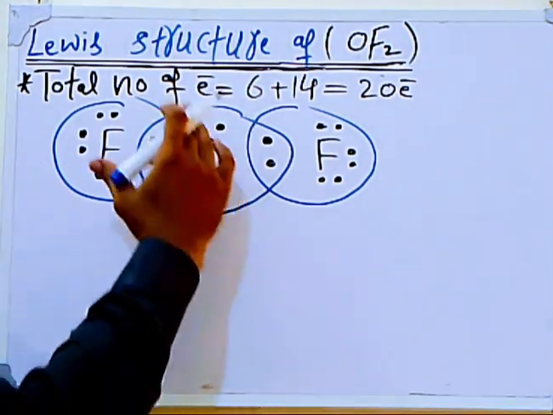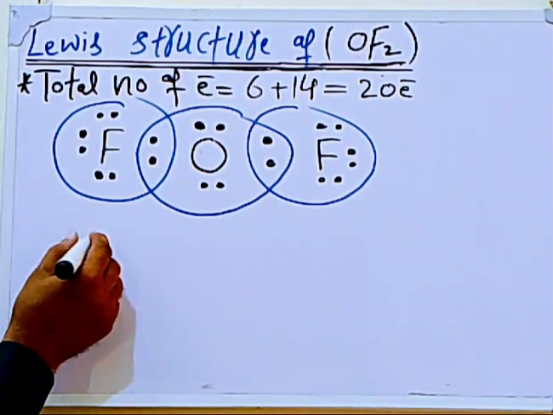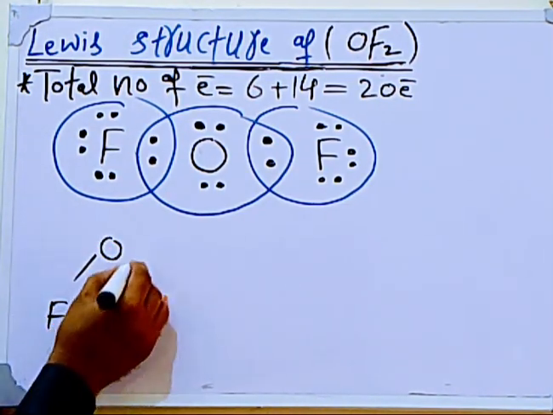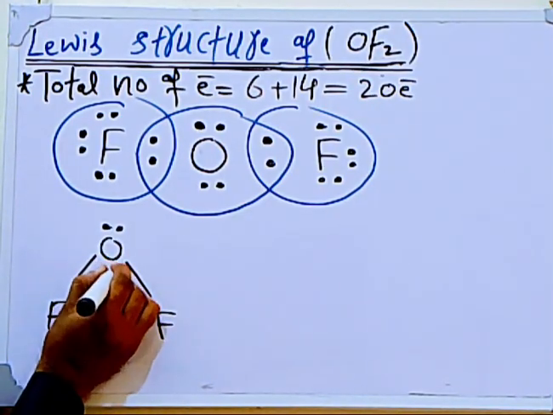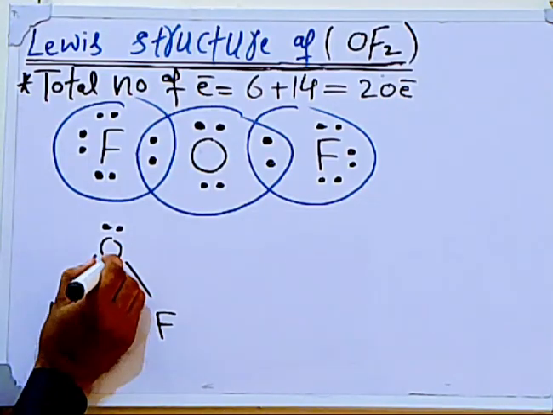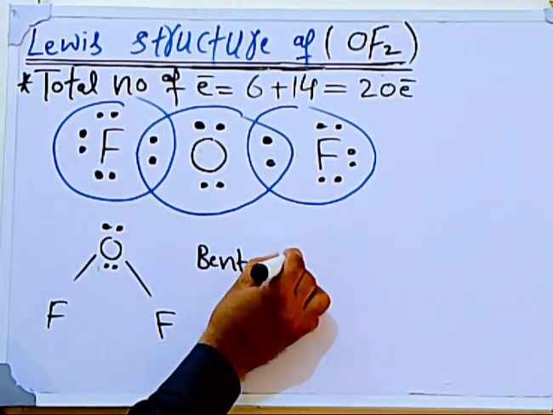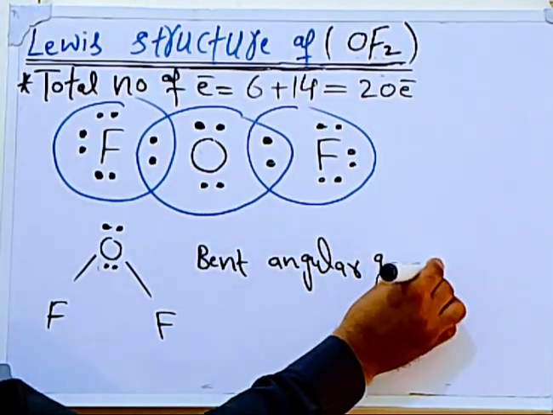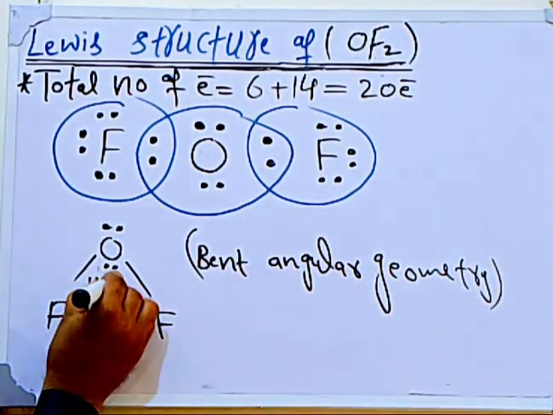But we know that a lone pair of electrons occupies more space than the bond pair. So due to lone pair-bond pair repulsion, OF2 has bent angular geometry, with a bond angle of 117 degrees.